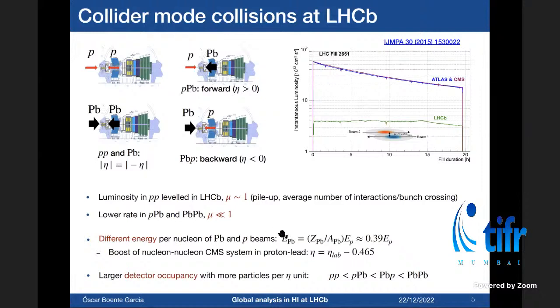Some technical details: in proton-lead, the energies of the beams are different because of the configuration of the LHC magnets. You have the relation here. Basically, this means a boost in the center of mass system of 0.5 units of rapidity. And also an important point in this talk is that the more lead we have in our collision, or the larger the ions that we collide, the larger the detector occupancy, and this will impact our performance.